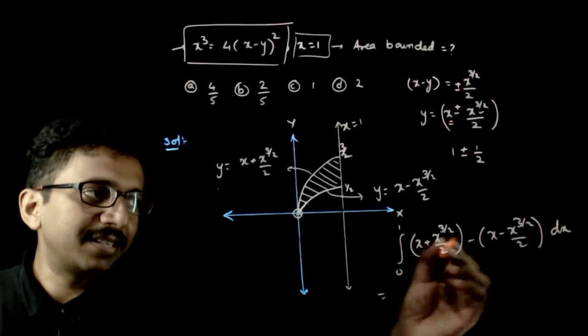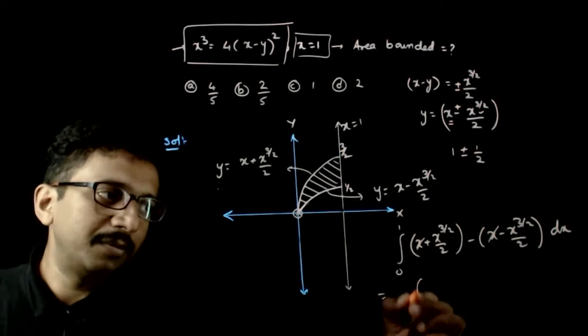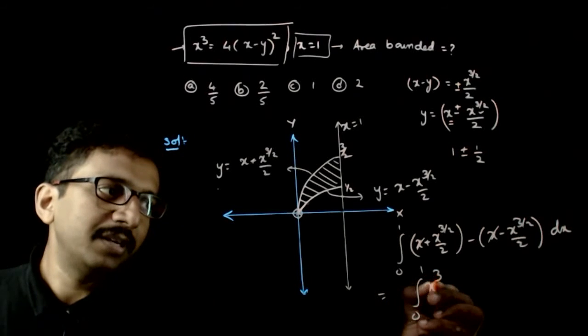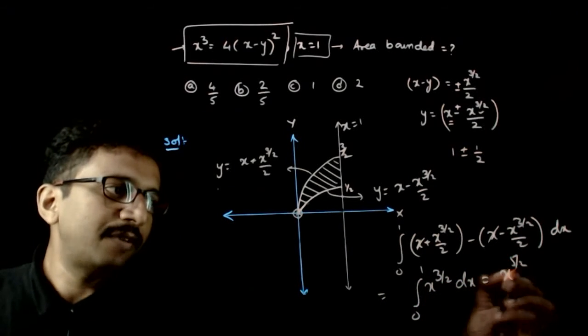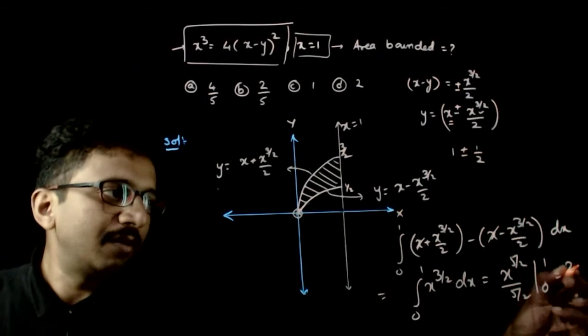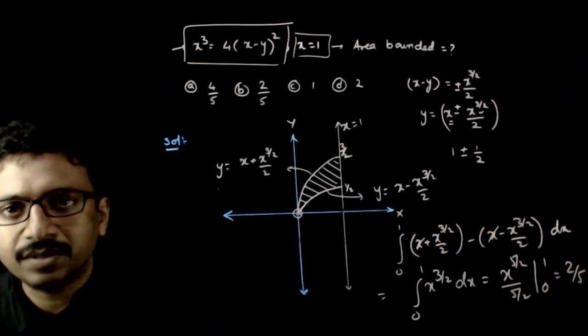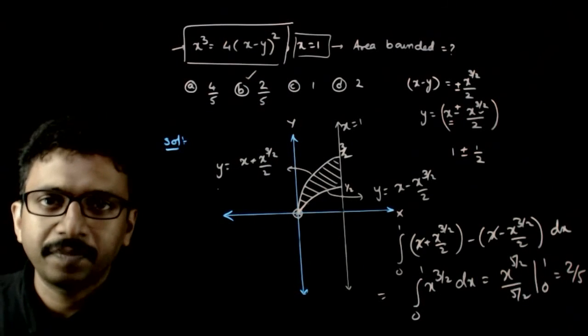So that is equal to, x gets cancelled, x power 3 by 2 by 2 plus x power 3 by 2. So integral from 0 to 1 of x power 3 by 2 dx equals x power 5 by 2 by 5 by 2 from 0 to 1. So that is equal to 2 by 5 square units. So option B is the right answer to this question. Thank you.